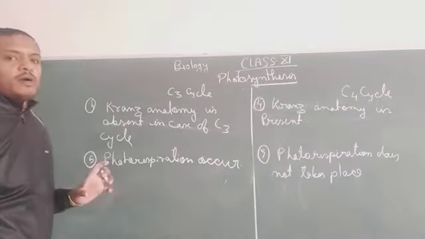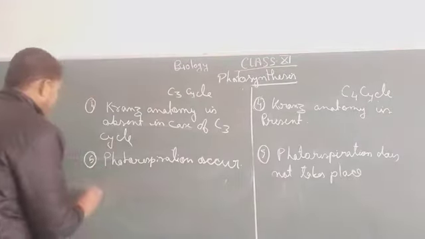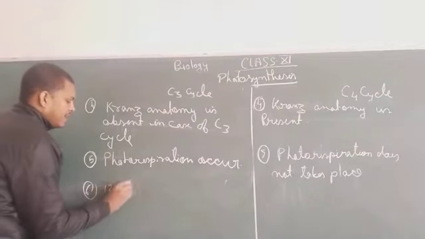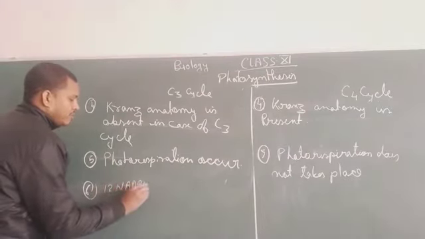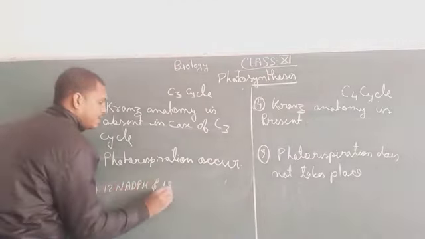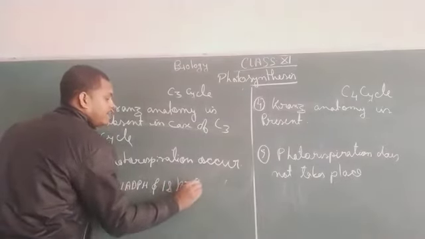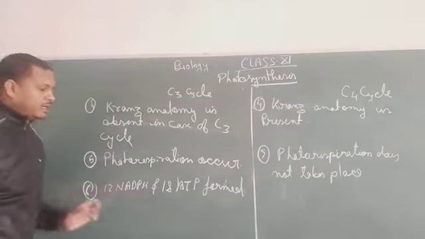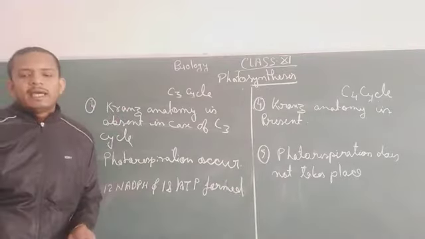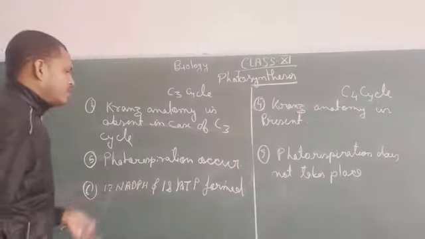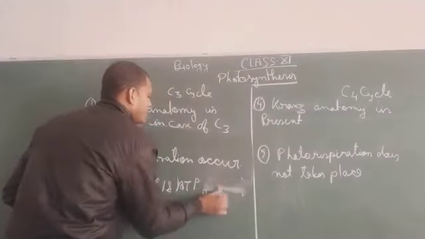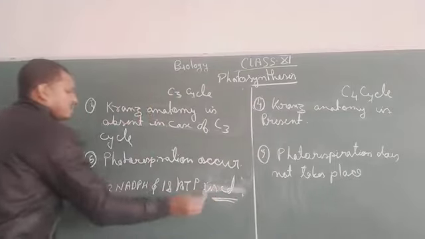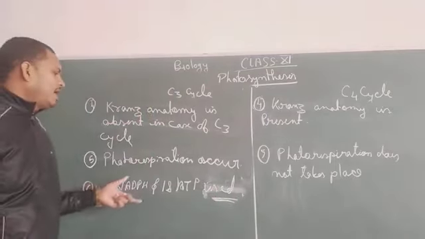Now the output. In the case of C3, 12 NADPH and 18 ATP total are used. We can say used instead of formed.